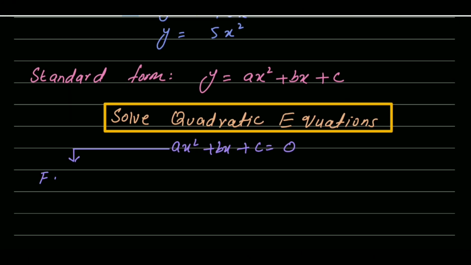So, the first method is factorization. The second method is the completed square method. And the third method is the quadratic formula.